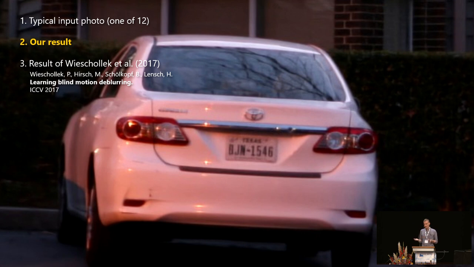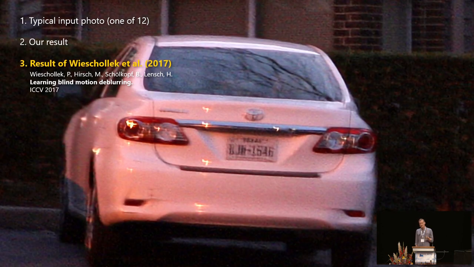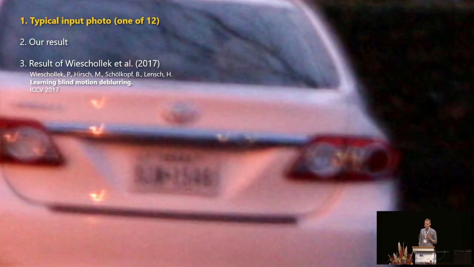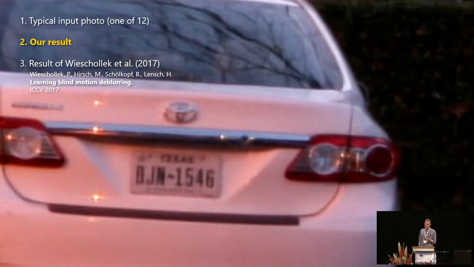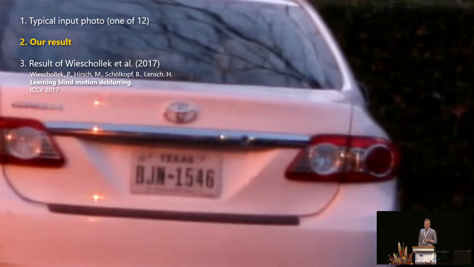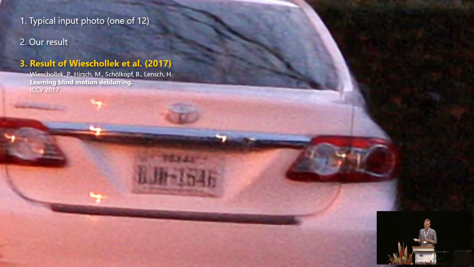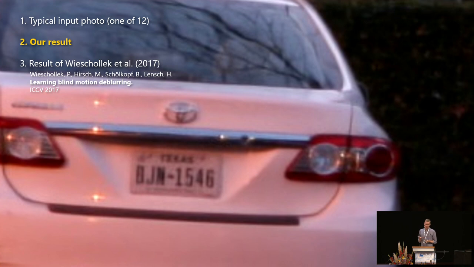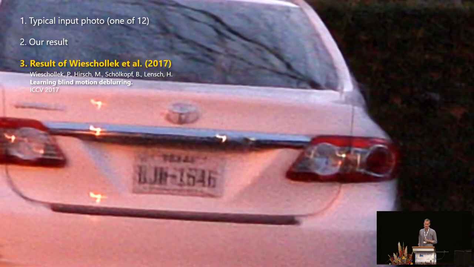And compared to the state-of-the-art neural deblurring method by Visholek and colleagues from last year, ICCV, I think, they get a result like this, which, let's compare it in the zoom. So this is ours, this is theirs. I would argue that we suffer from many fewer over-sharpening artifacts, and on the other hand, it's easier to read the license plate, for example.